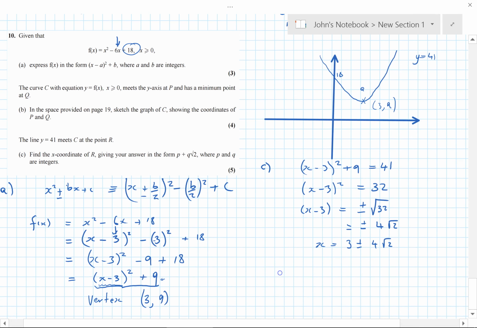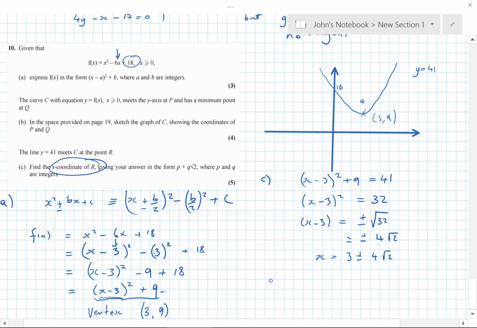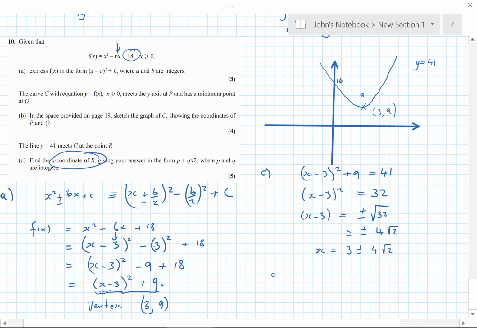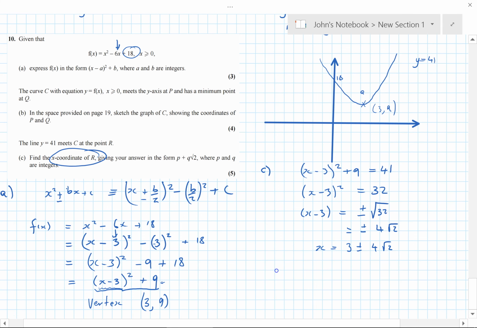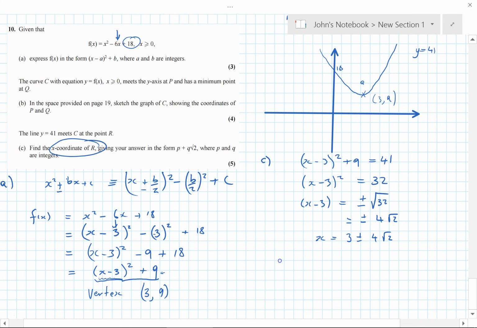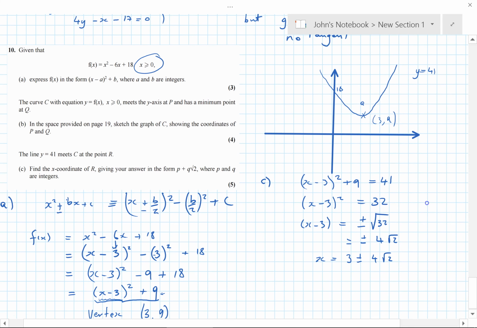Okay, it only wants the x coordinate of R. The line meets C at the point R. Find the x coordinate of R, giving your answer in the form p plus q root 2, where p and q are integers. So there's two possibles, 3 plus or minus 4 root 2. And I think that's it. Except a subtle point here. I've only just seen this myself.